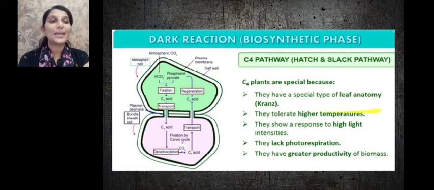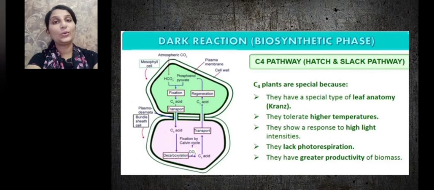They have a special type of leaf anatomy which is called Kranz anatomy. And as I told, they are seen in places like dry tropical climates. So they can withstand high temperature. They show a response to high light intensities. Another peculiarity of C4 plants is that they lack photorespiration.